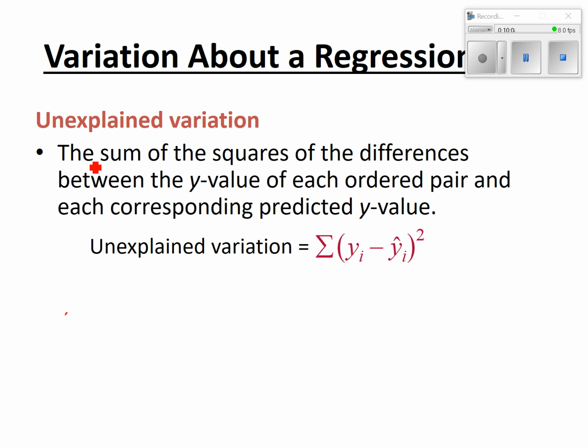The unexplained variation is the sum of the squares of the differences between the y value of each ordered pair and each corresponding predicted y value. So these are the original y values that we got from the data that we were given or collected. The y hat is what we predicted using our equation for our regression line. We take all those, subtract them, square each answer, add them all up, and that gives us the unexplained variation.